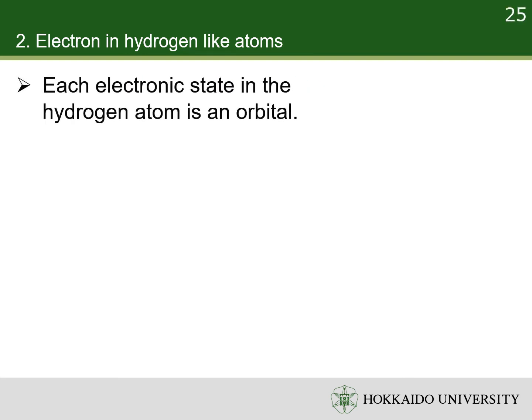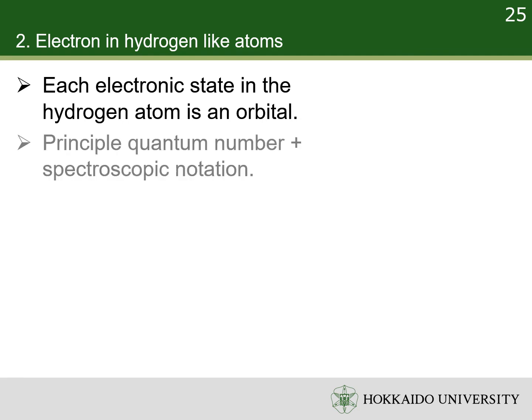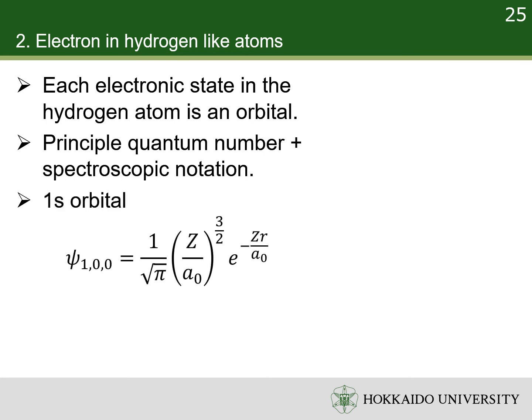Each electronic state in the hydrogen atom is an orbital. We can use the principal quantum number and spectroscopic notation to denote each orbital. For example, when the three quantum numbers are 1, 0, 0, the orbital is the 1s orbital. Its wave function is shown below.